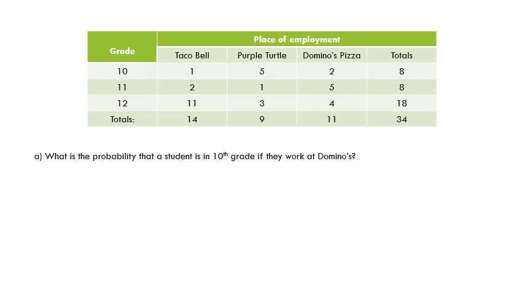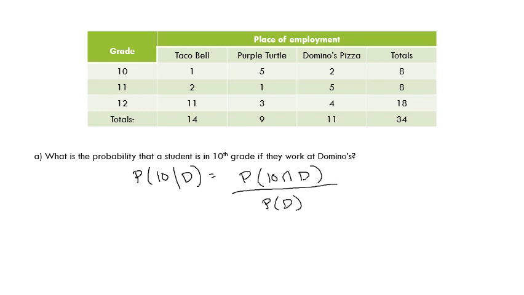So now here's the same chart, and we're going to use this to find out what is the probability that a student is in 10th grade if they work at Domino's. So remember our conditional probability formula. Probability that a student is in 10th grade if they work at Domino's. So we have to do 10th grade and Domino's out of probability of Domino's.